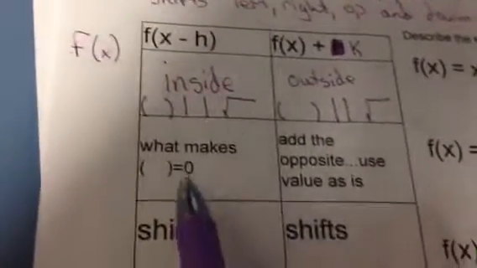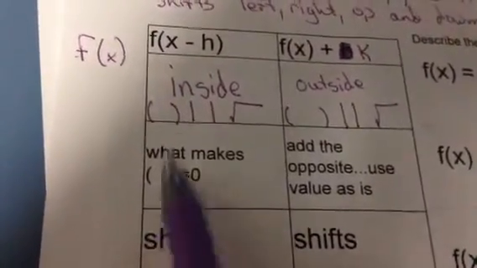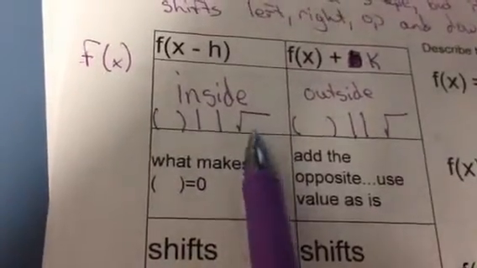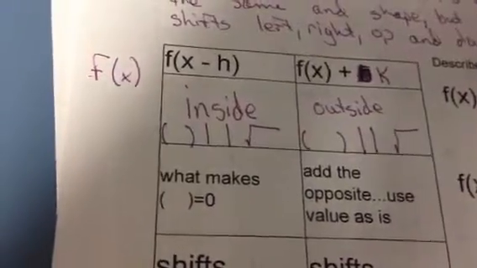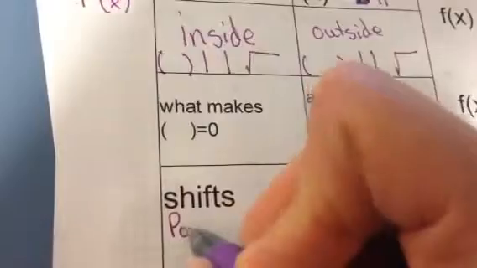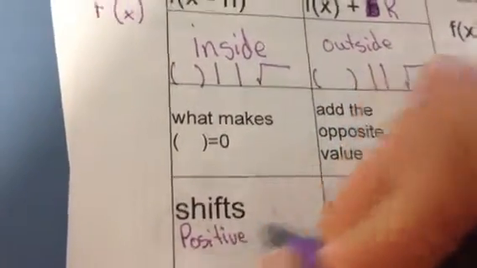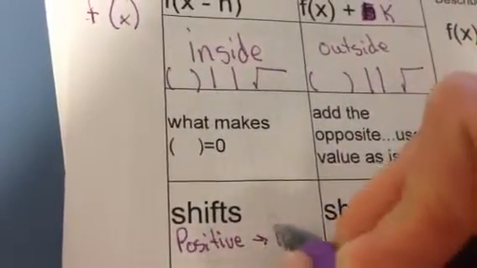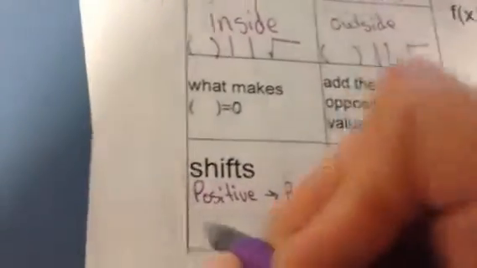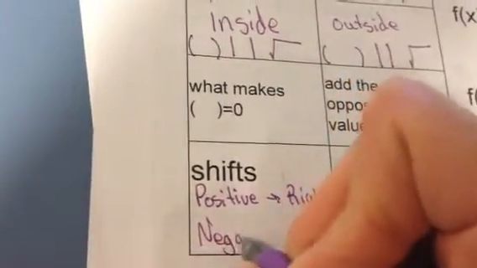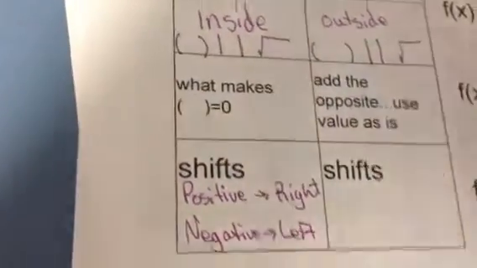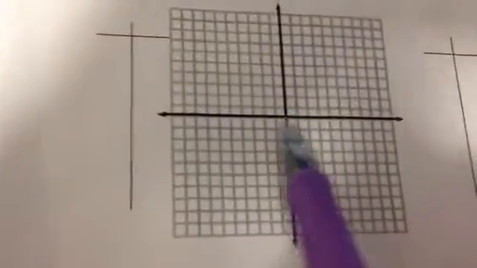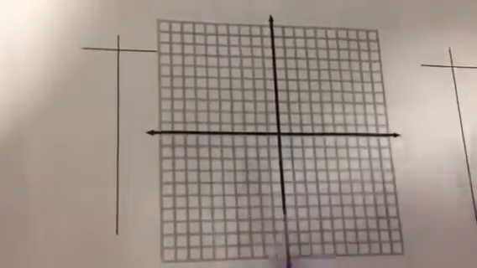So what you're going to do is you're going to look at, and usually it's parentheses, but it could be absolute value bars or radicals. You're going to ask, what makes that 0? And come up with that number. And then if you get a positive number as your answer, it's going to move it right. And if you get a negative number as your answer, then it's going to move it left. Okay? So on the x-axis, positive numbers go right, negative numbers go left.